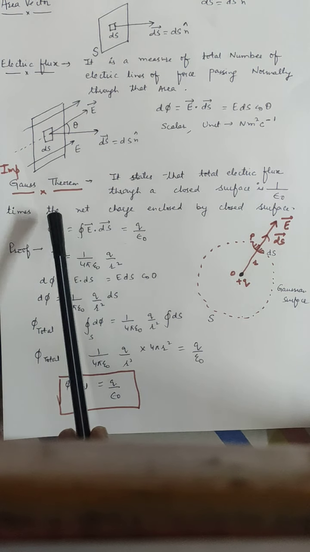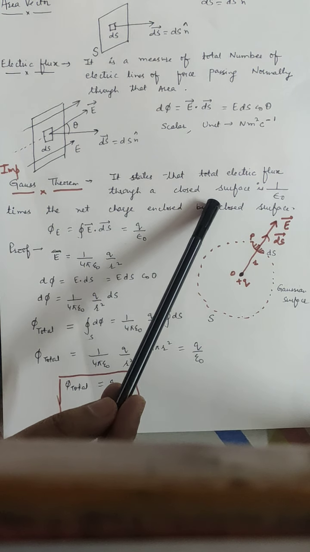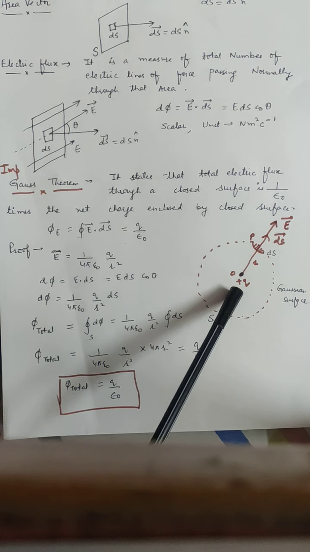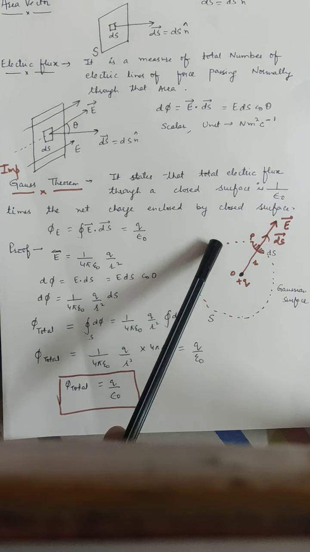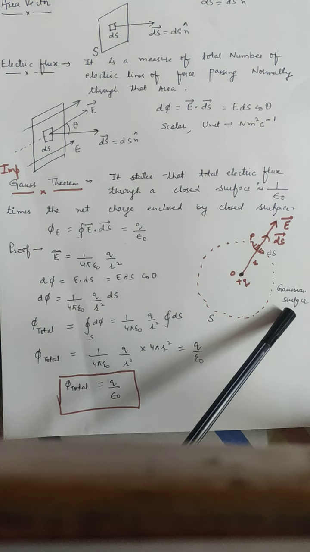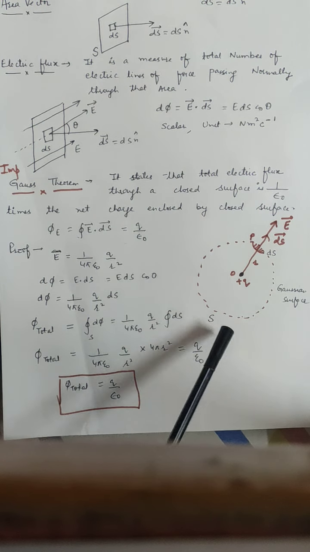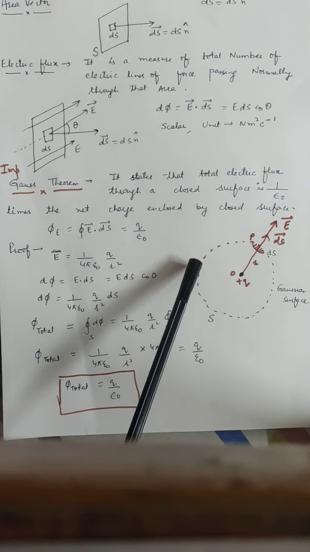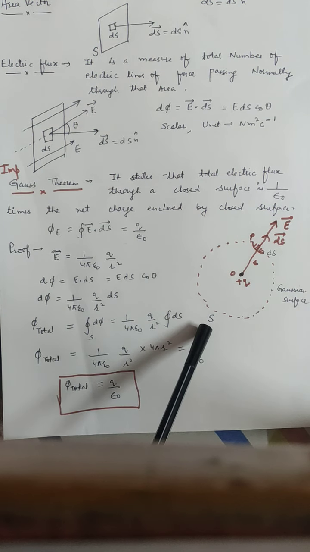Now in order to apply Gauss law, the first essential condition is that the surface needs to be closed. That means we have to enclose this particular charge. So we draw a surface which is enclosing this charge. This surface is called a Gaussian surface. Since this is a point charge, the shape of the Gaussian surface will be a hollow sphere. Now suppose that Gaussian surface is represented by S.